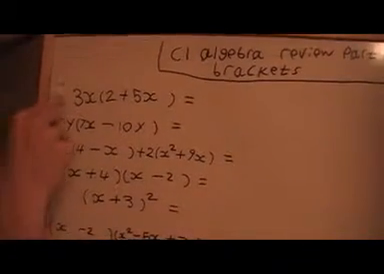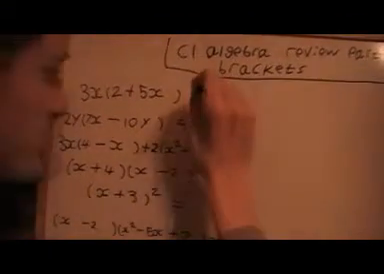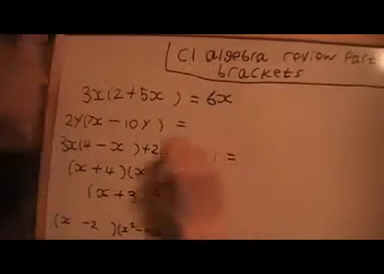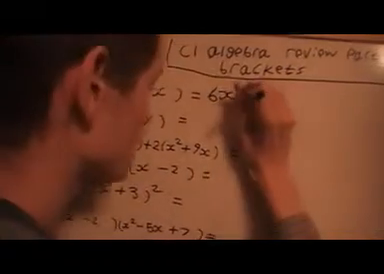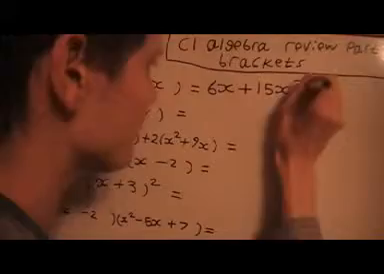So we've got 3x here. First we'll multiply it by 2, so we'll get 6x. Then we'll multiply 3x by 5x, which is 15x squared.